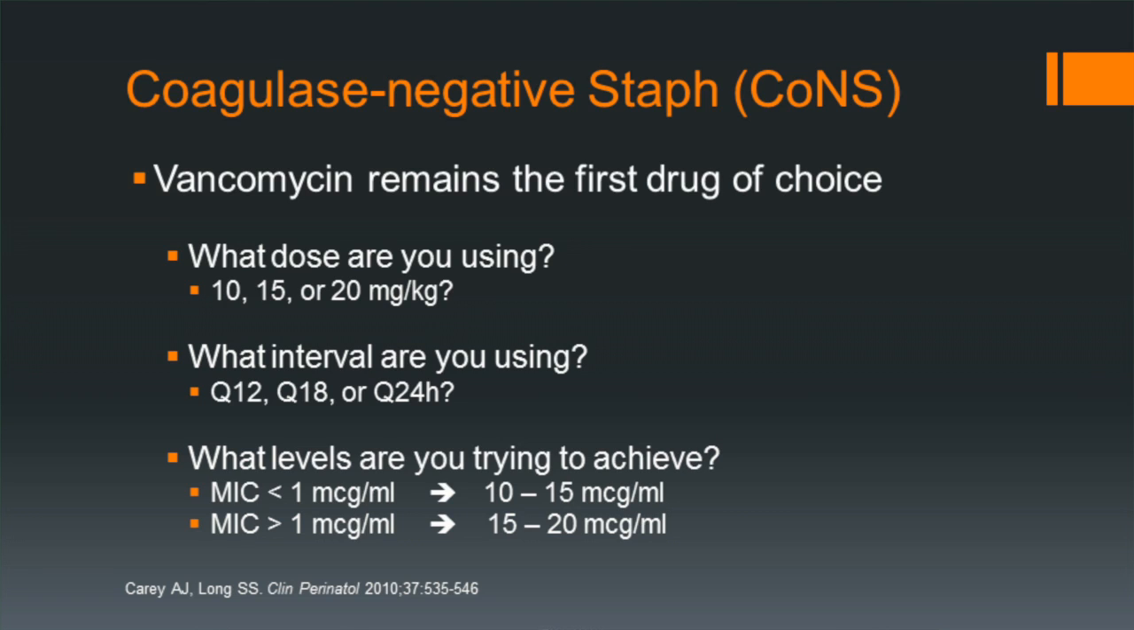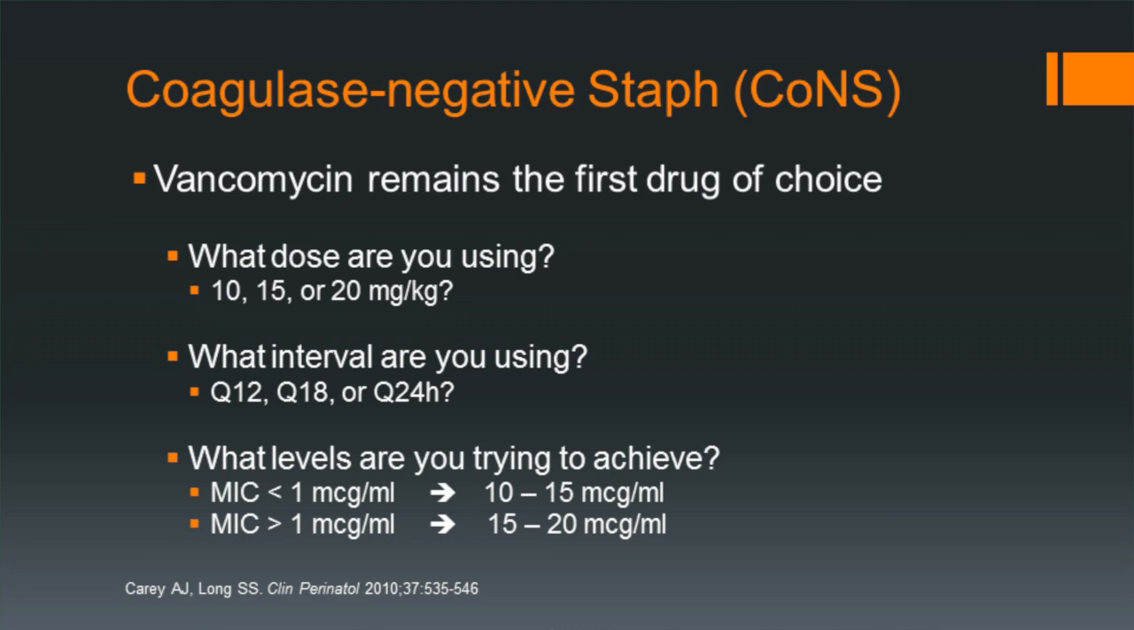The younger the baby is, or the poorer the renal function is, the length of the interval needs to become Q24, Q36, or maybe even Q48. If you have a lot of suspicions with the renal function, it's best to give a single dose of 20 milligrams per kilogram and then get a random level about 24 hours later to determine what interval you want to use from there on out.